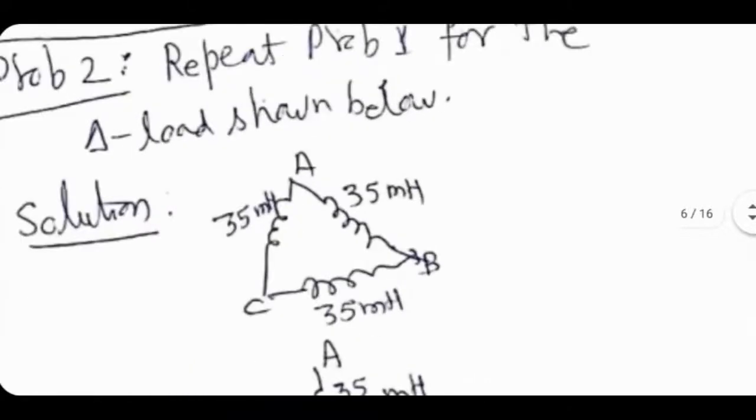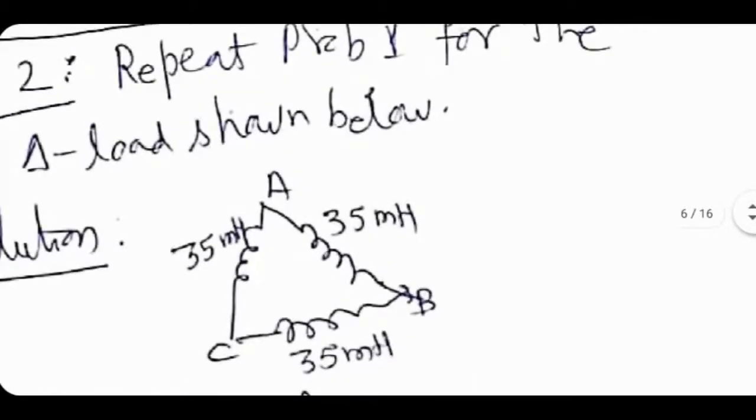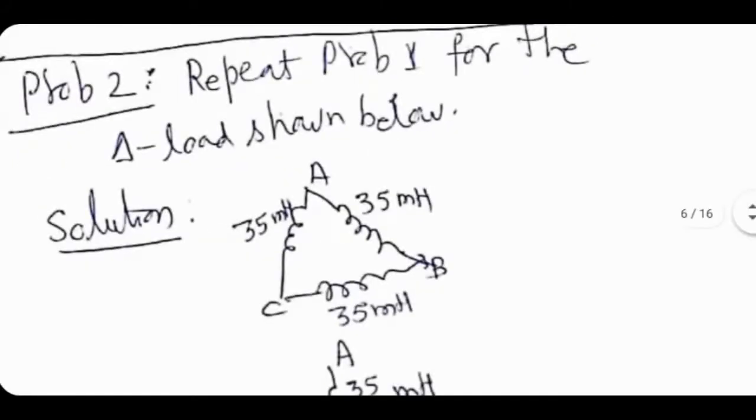How would you do that? You know, an inductor has an impedance j omega L. Even if you don't know the frequency, you can assume that the answer is j omega multiplied by 35 times 10 to the power minus 3, because it's millihenry. The impedance in each branch of the delta load is j omega multiplied by 35 into 10 to the power minus 3 ohms. So you know Z delta.